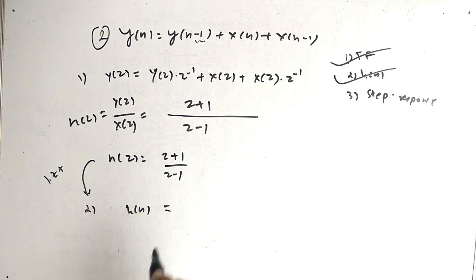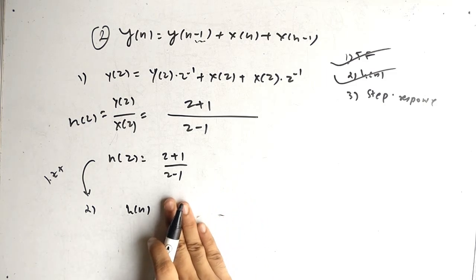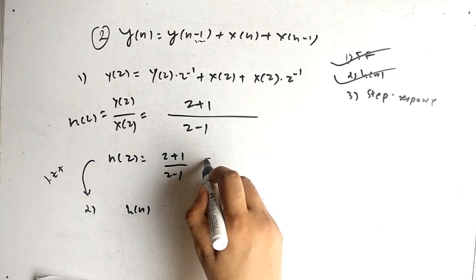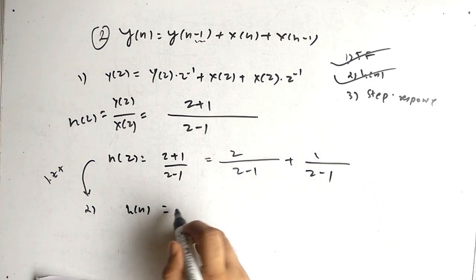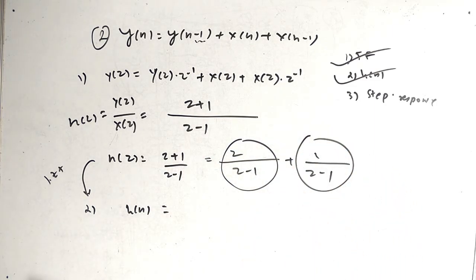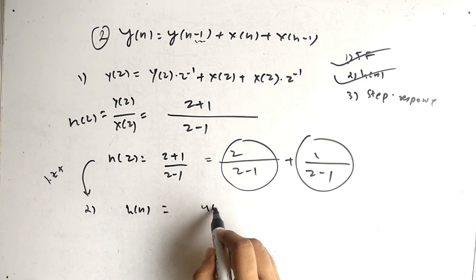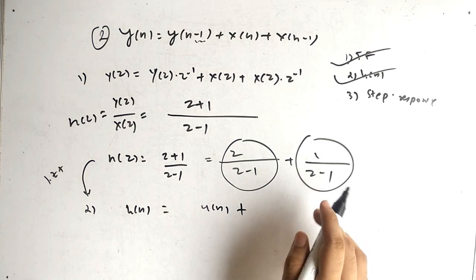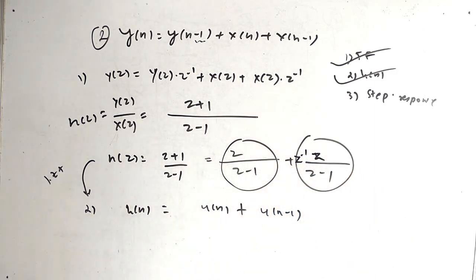Now you have to note that you cannot get the value directly from here. We have to split it. So let's say we split it as z by z minus 1 plus 1 by z minus 1. Now we take the respective inverse z transform of them, because this is possible. The inverse z transform of the first is u of n, whereas that of the second is u of n minus 1. Why? Because we have to multiply and divide by z.